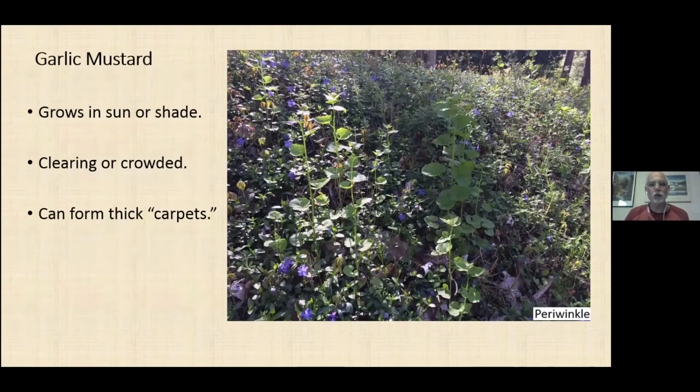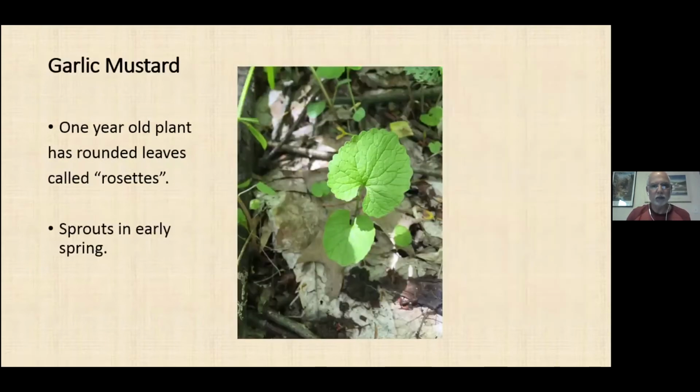So as I said, it grows in shade, it grows in clearings or crowded spots. So here's again along the road, this is a pretty dense patch of periwinkle, and you don't get much more crowded than that, and still the garlic mustard is able to grow in that mat of periwinkle. So this is what the 1 year plant looks like, a little bit like a colt's foot. Sprouts in early spring, you can see them out there now popping up along the road.